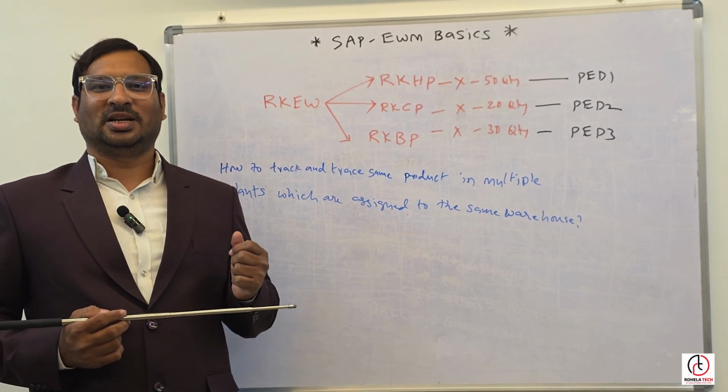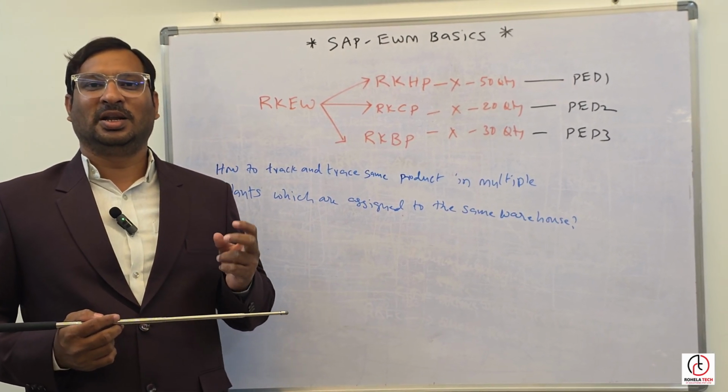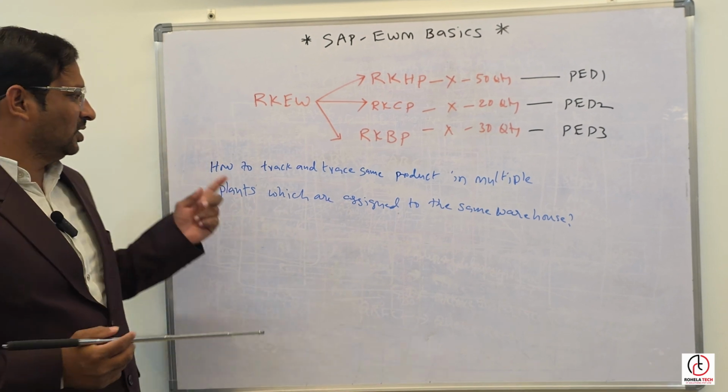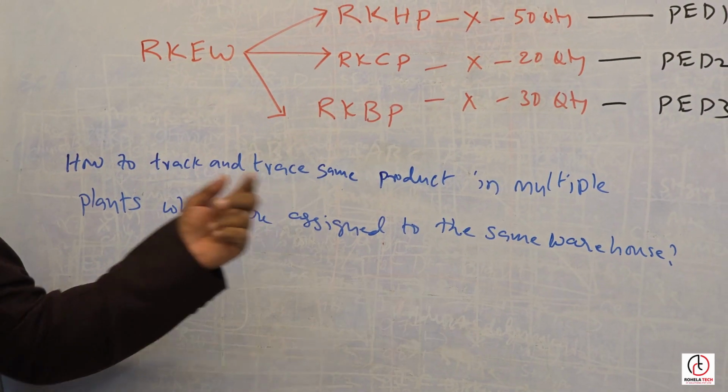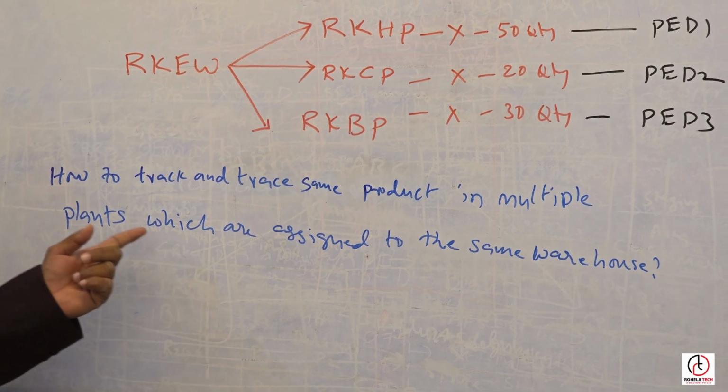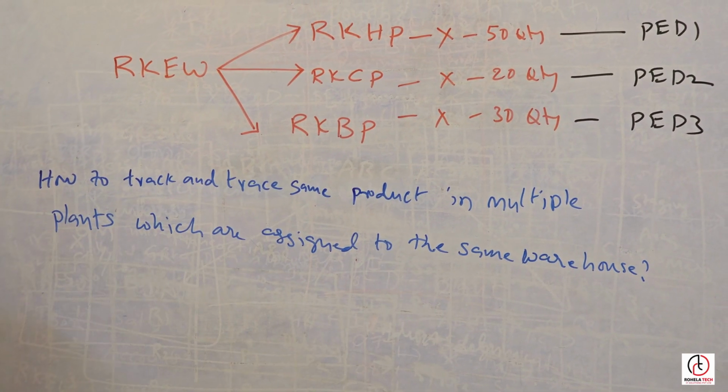Most of the junior consultants are going to face difficult questions. So one of the questions is like this: how to track and trace the same product in multiple plants which are assigned to the same warehouse.